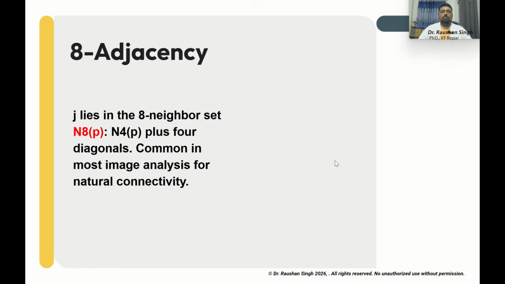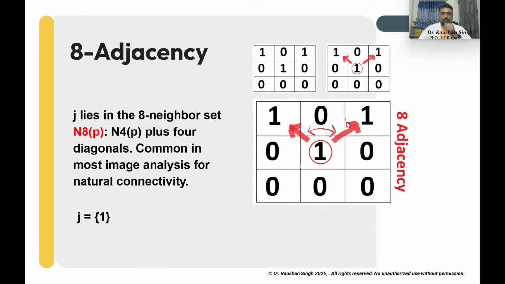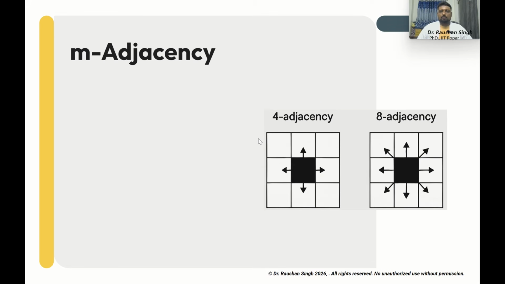Okay, same goes with 8 adjacency. If we are considering the same for these two ones, you can see that this central one is connected with the other two pixels in 8 adjacency. Okay, then M adjacency is a little confusing. 4 adjacency and 8 adjacency are very clear. Whatever pixel comes in these corners, those are 8 adjacencies and these are 4 adjacencies.